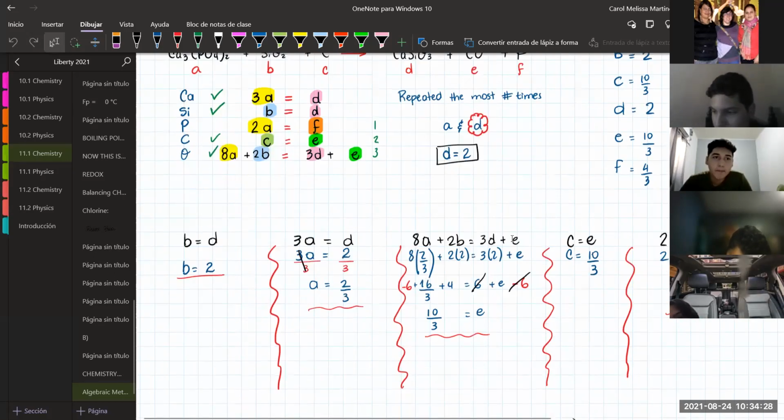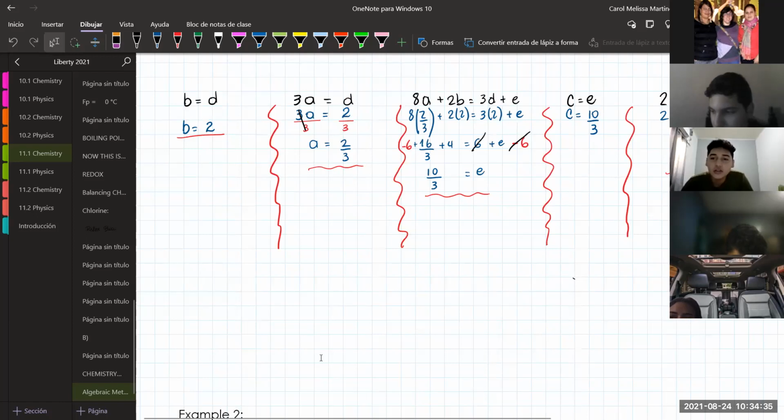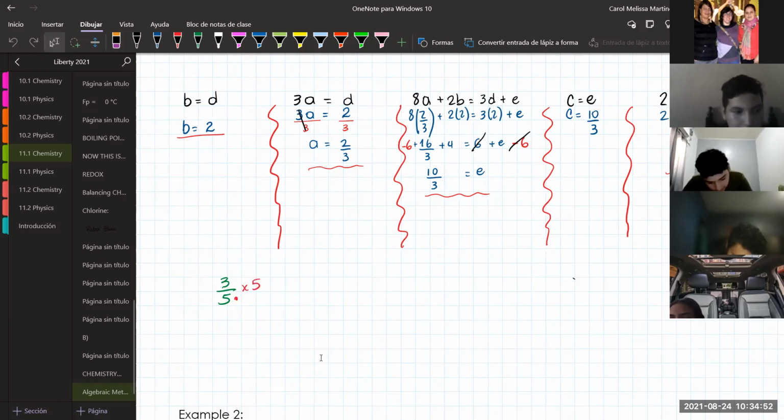Now, remember this procedure that we do to turn fractions into whole numbers. If you have a fraction of 3 over 5, to turn it into a whole number, you have to multiply times the denominator. So this will allow you to cancel 5, and the whole number will be 3. So if you want to turn this fraction into a whole number, by what number do I have to multiply?